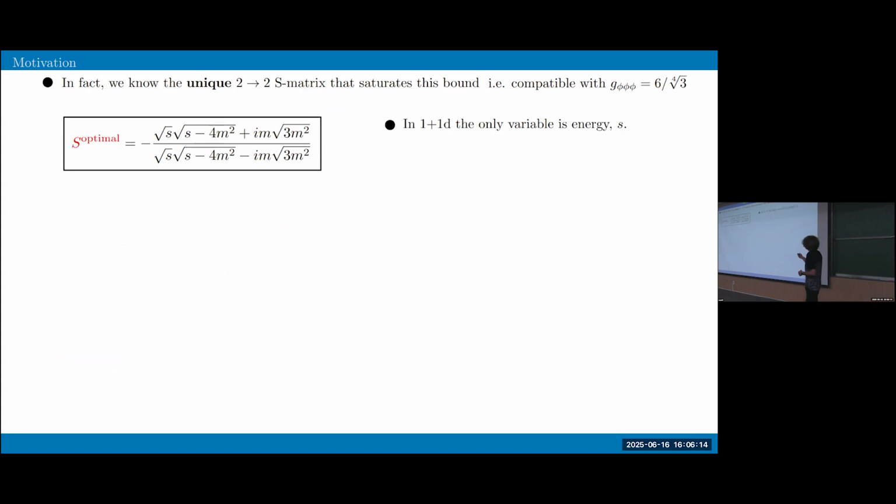So recall we are in 2 dimensions, so there are no angles. The only variable is the energy. So for example, the other 2 Mandelstams are fixed. U equals 0 because we are always in the forward limit in 2 dimensions. And T is 4m squared minus S.